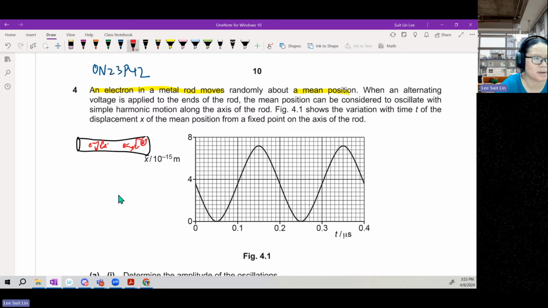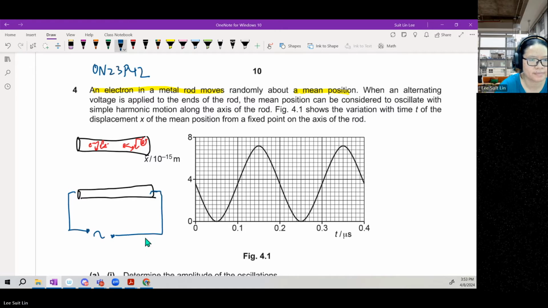Okay. But once I connect this metal rod to an alternating voltage, so connect this to AC, the mean position can be considered to oscillate along the axis of the rod. Okay, so that means now the electrons will oscillate like this.